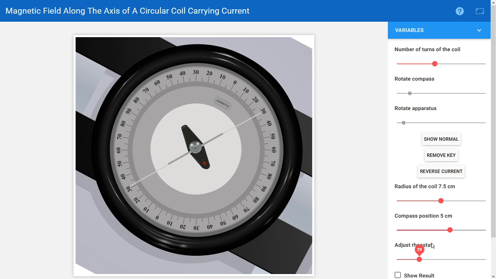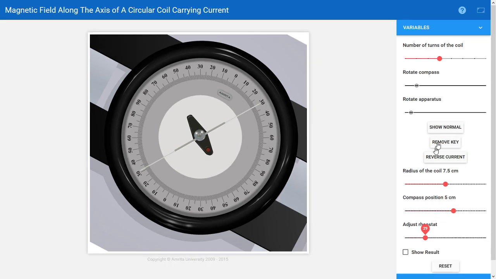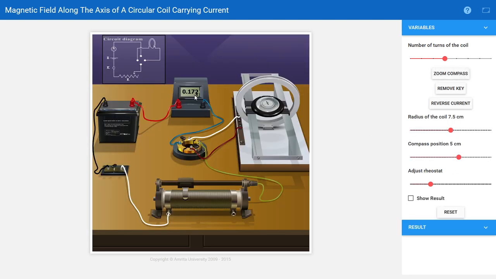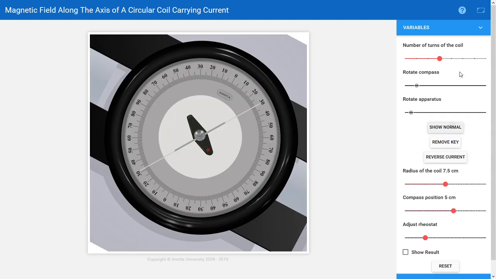So what to do with this value, I'm showing you. Keep this radius as 7.5. Don't do anything with this thing. So go to the show normal. You can see the current is here, this is 0.172, and if I zoom the compass, it's showing 30 here and 31 here.